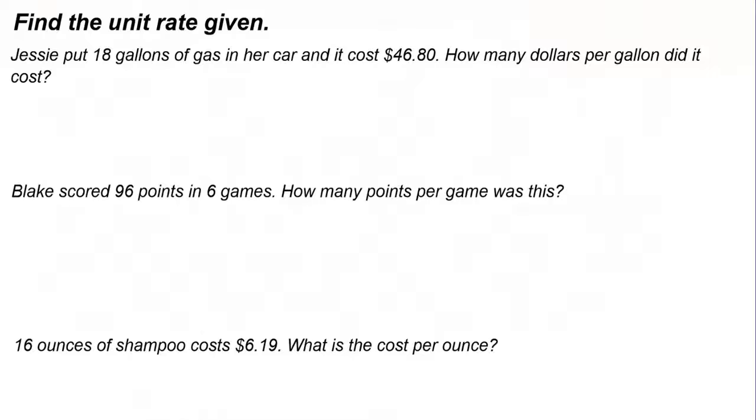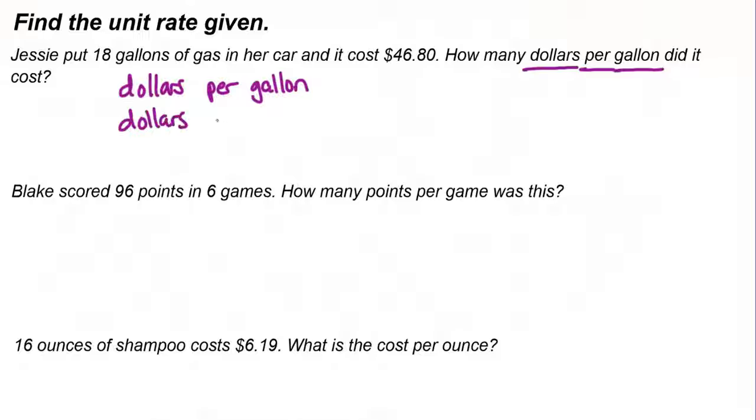Jessie put 18 gallons of gas in her car and it cost $46.80. How many dollars per gallon did it cost? Well, this question is asking for dollars per gallon. That's the unit rate that we're looking for. So that's what I'm going to start with, my dollars per gallon. And I'm going to let these words tell me which way to divide. If I want dollars per gallon, I'm going to take the number of dollars that it cost divided by the number of gallons that she bought.